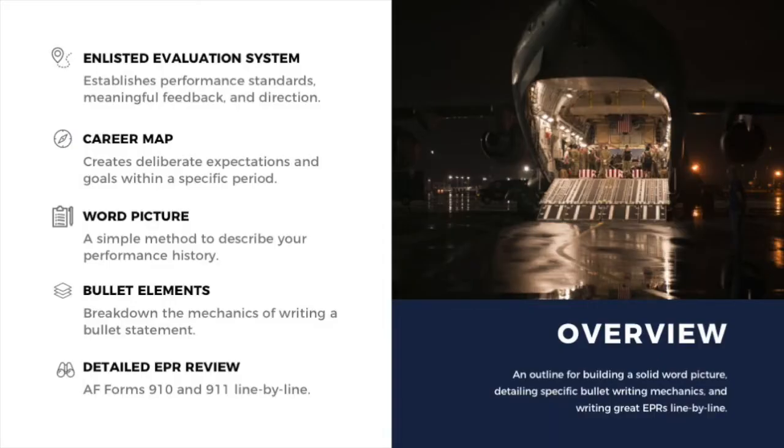So this was my time, just my opportunity to share with you the Air Force 36-2406 and 36-2618, as I talked about here. We're just going to go over what I talked about throughout this entire series of videos: the enlisted evaluation system, career mapping, word picture, the bullet elements, and the EPR line by line. And so covering that prepare, perform, and document.